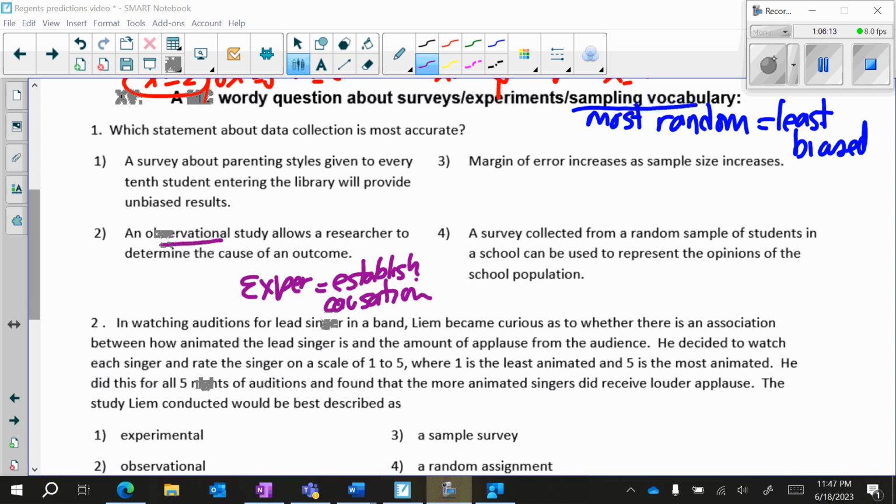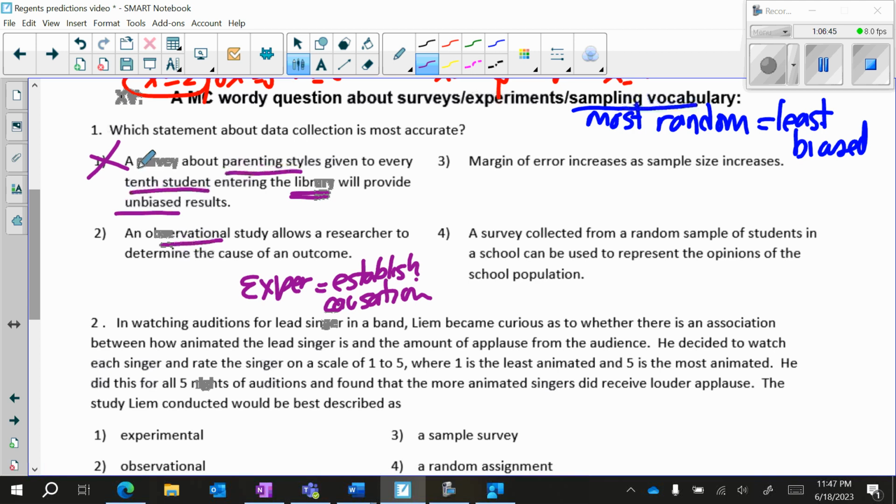Whenever you get a multiple choice question that says which of the following is true, it's annoying because you have to read all the choices, or if it said which of the following is not true. So keep that in mind. This one says a survey about parenting styles given to every 10th student entering the library will be giving unbiased results. You can't ask students who enter the library about parenting because not everyone enters the library. So that actually is biased because you're not including the kids who are not at the library.